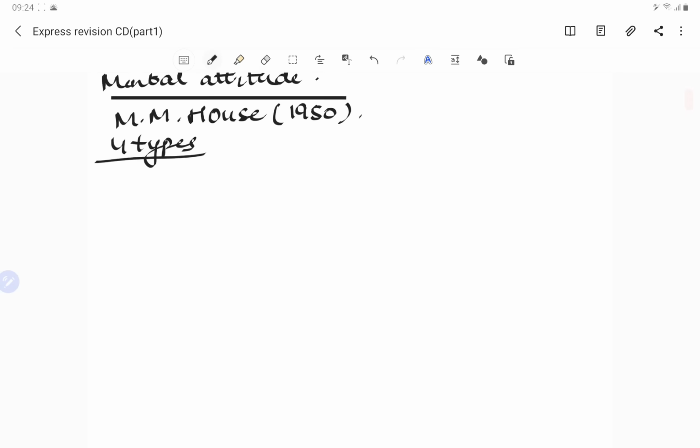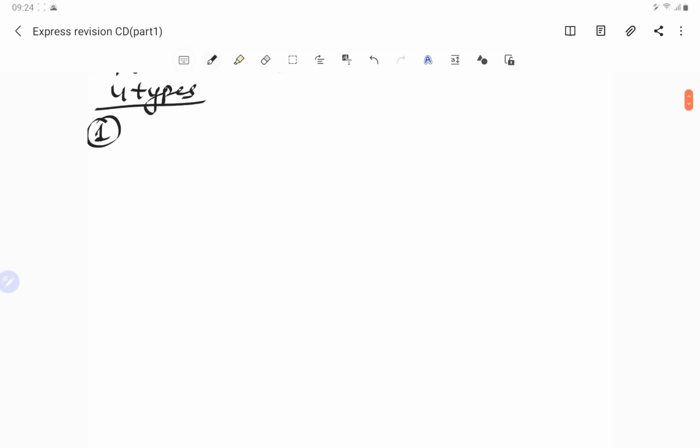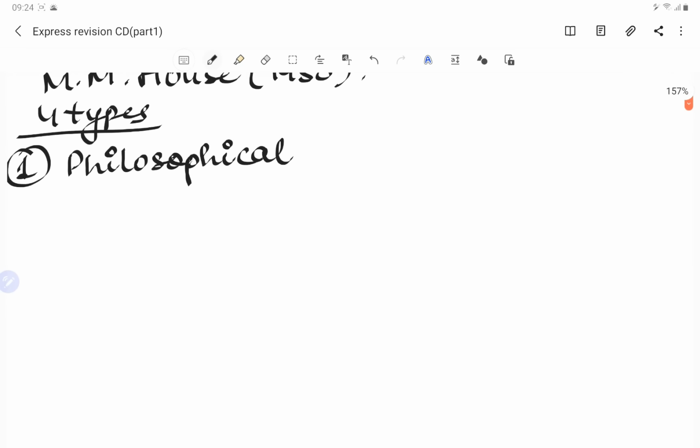The type 1 is the philosophical attitude of the patient. So we are talking about the mental attitude of the patient. The patient has got a philosophical attitude. This is basically the ideal attitude of a patient, you can say. So the patient is cooperative for the procedure. So this is, we can say, the ideal attitude.